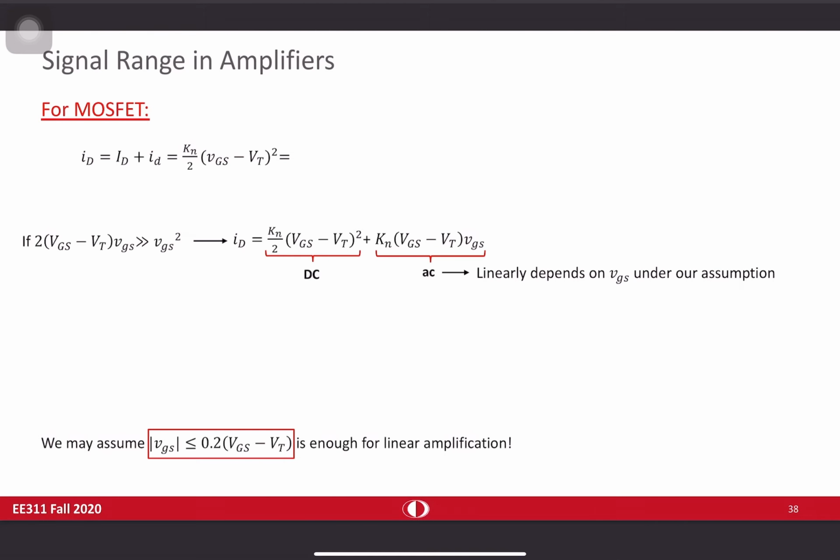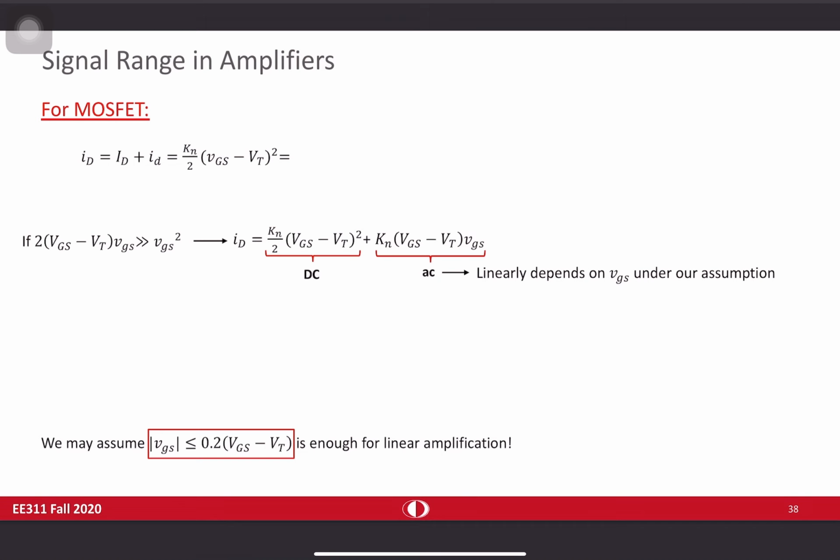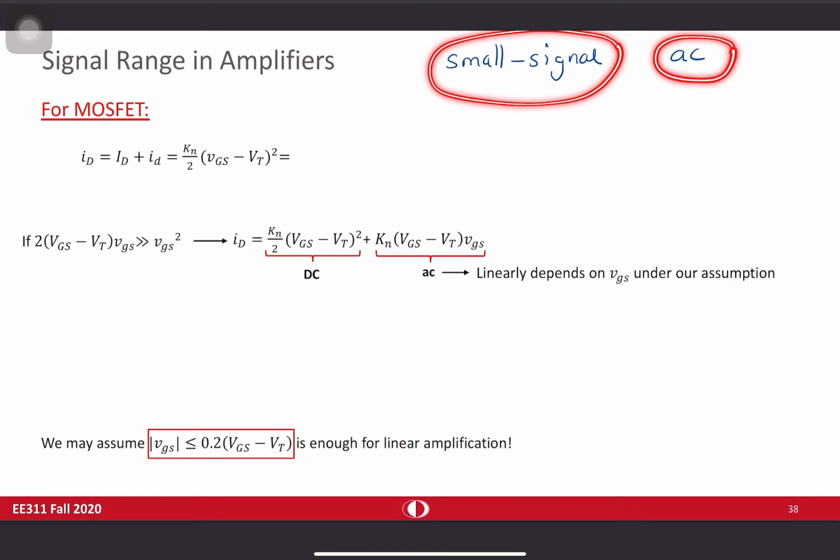I keep saying that small signal and AC are two different things. All small signals are AC, but not all ACs are small signals. Okay, small signals are a subset of AC signals.